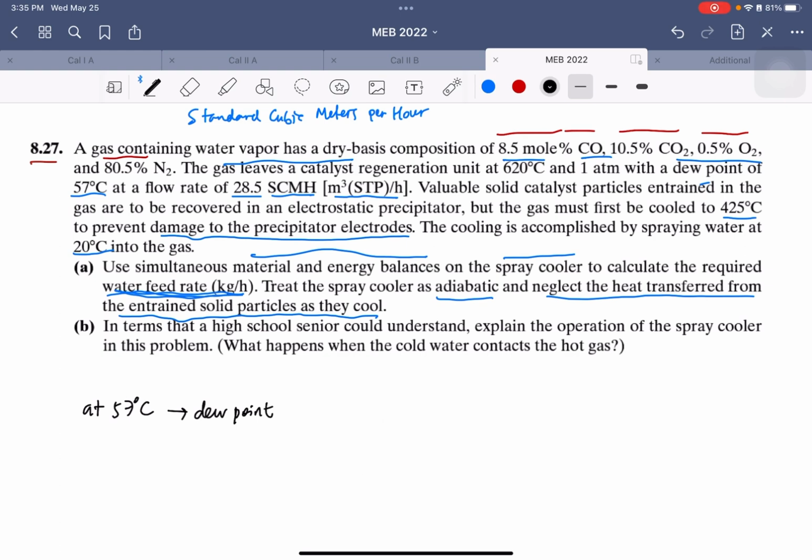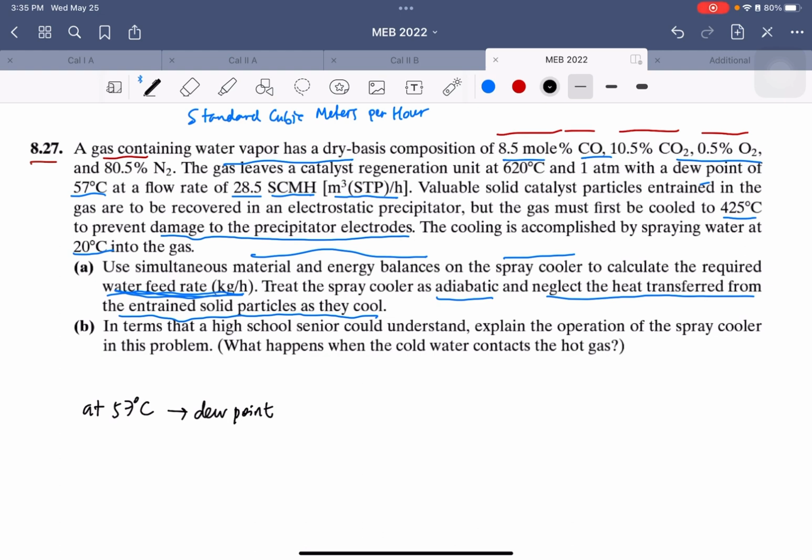Dew point is the first time that the water will come out, right? So the dew point is the temperature to which air must be cooled to become saturated with water vapor.